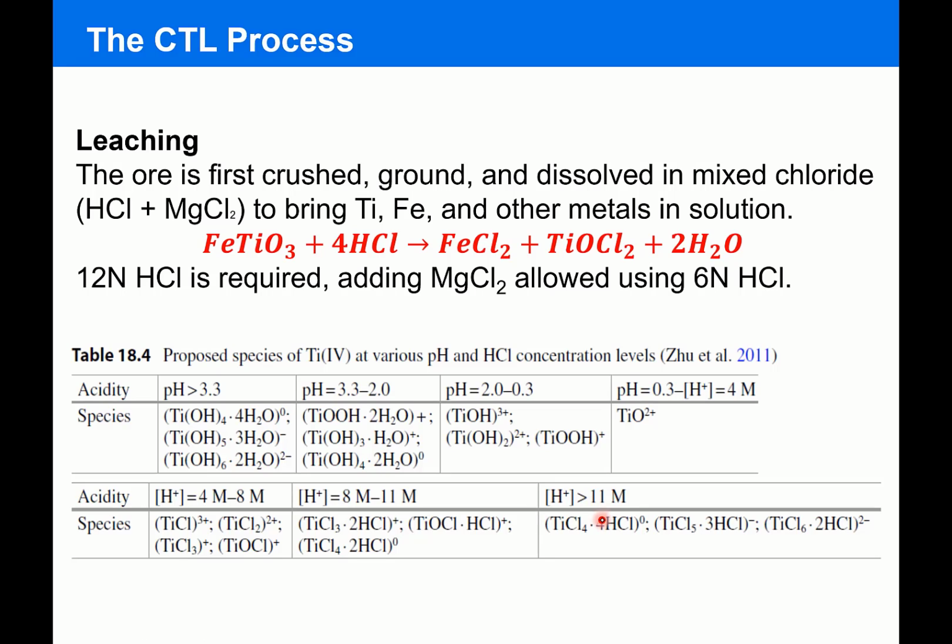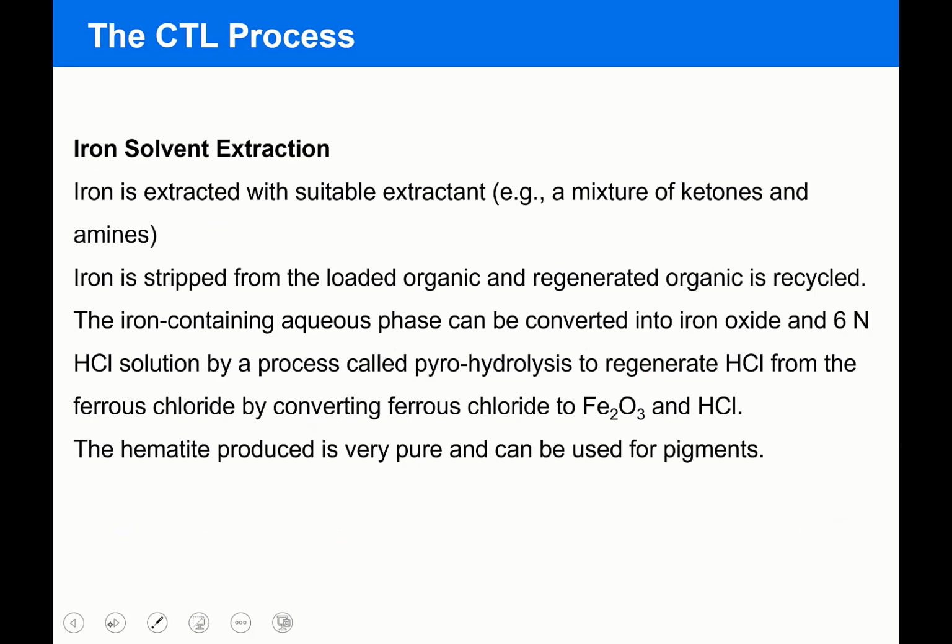And that very high normality is to ensure that titanium species exists in the right chloride species for the next step. The solution has to undergo an iron solvent extraction step first. So iron is going to be extracted with a soluble reagent, which is usually a mixture of ketones and amines. That reagent that extracts iron will be stripped from the organic phase, and the regenerated organic reagent can be recycled to extract more iron.